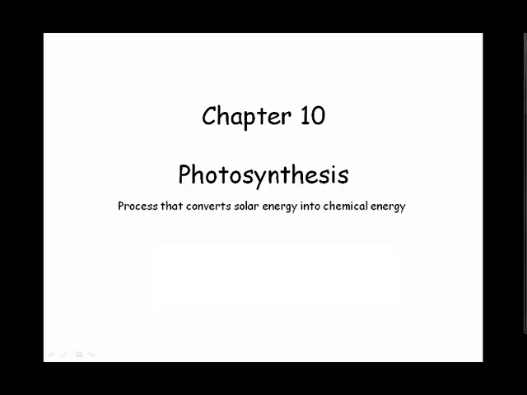So by definition, photosynthesis is a process that takes light energy or solar energy and converts that energy into a chemical form. Specifically, we're going to pack that energy into organic molecules, which are a form of chemical energy that many other organisms do utilize.